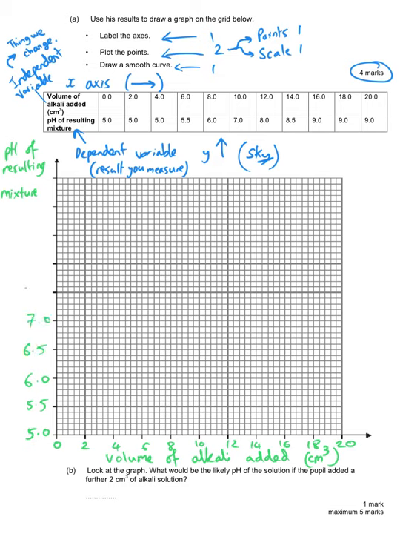Remember, we need to go up as far as 9, and so here we get to 8.5 and we get to 9, and that fits almost perfectly as well. So that would be my suggestion on the scale. And then we need to plot our points.